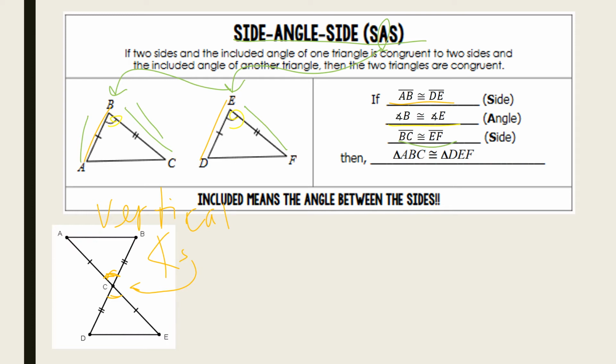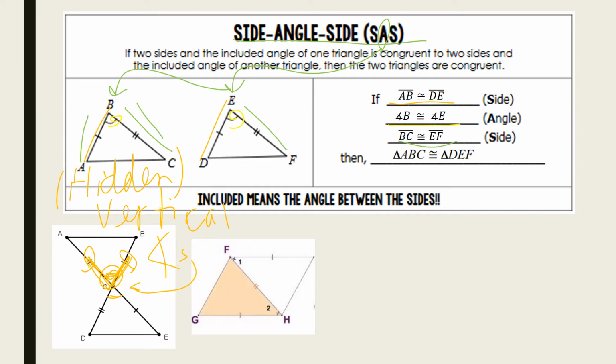Just like on the previous slide, we had that reflexive side that will always be equal to itself, these vertical angles will always be equal to each other. And this is what I refer to as hidden information. Most of the time it probably won't be listed, but you always know that it's true because vertical angles, we already know from previous units, are equal no matter what. So now we have a side and then an angle squished between two sides. So side, angle, side, side, angle, side, side, angle, side.